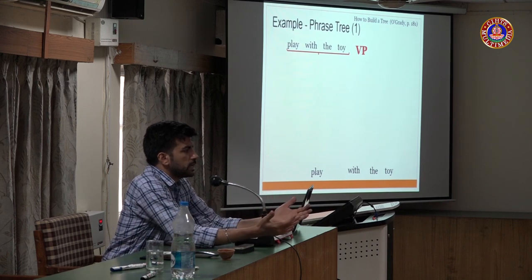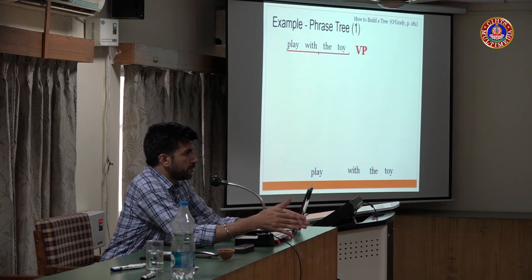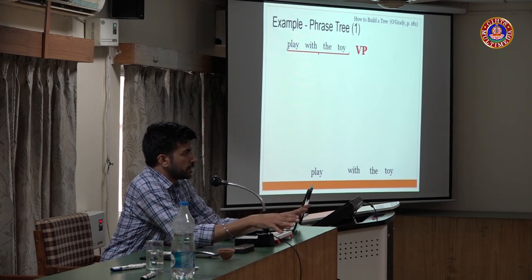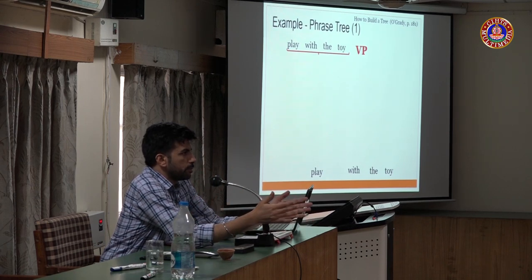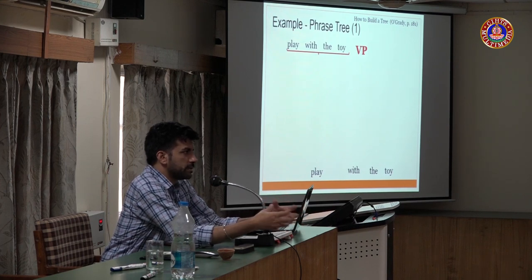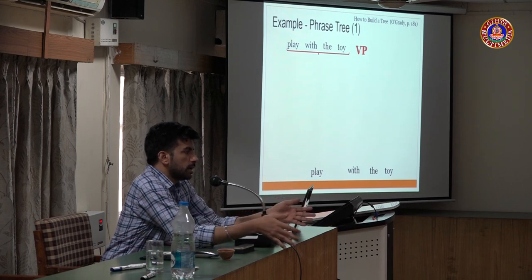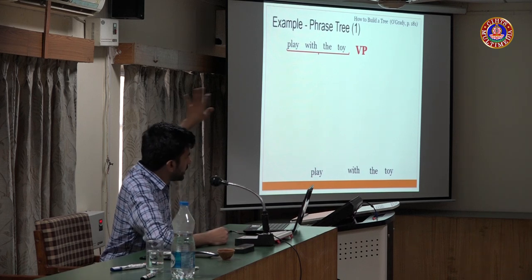So many of you are saying toy. Toy is the main noun. To make it a phrase, you will need a determiner. So "the toy" is the noun phrase. What is "with"? Preposition. So to make a preposition into a prepositional phrase, you need a preposition followed by a determiner followed by a noun. Now, all of these are parts within parts of the verb phrase that we are looking at.